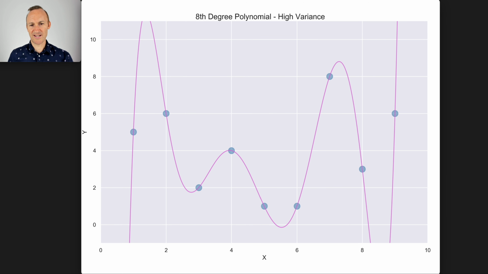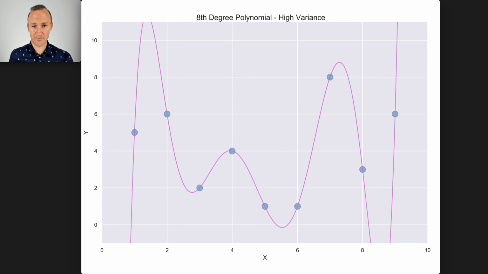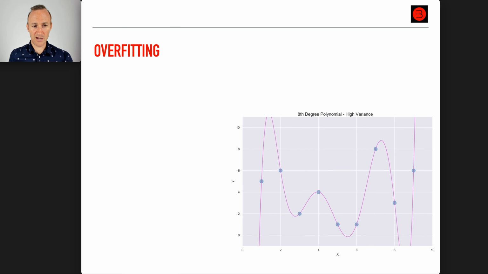Now let's take a look at an 8th degree polynomial. So in this case, it fits the data points perfectly. This is considered to have high variance. The idea behind high variance is that the polynomial curve is going to vary considerably depending on which data points are chosen. Now, this is said to be overfitting the data. So let's take a look at that in some detail. The polynomial generalizes poorly to new data.